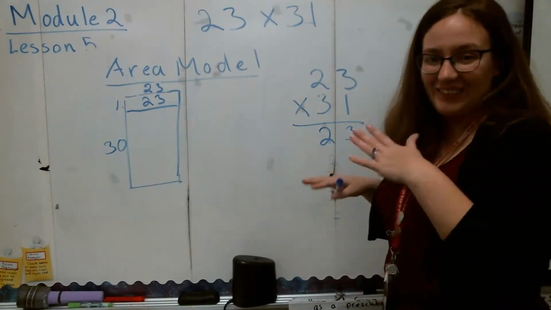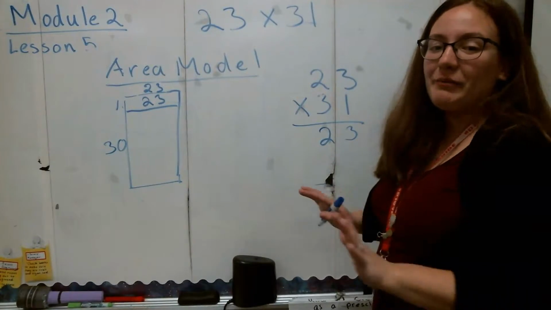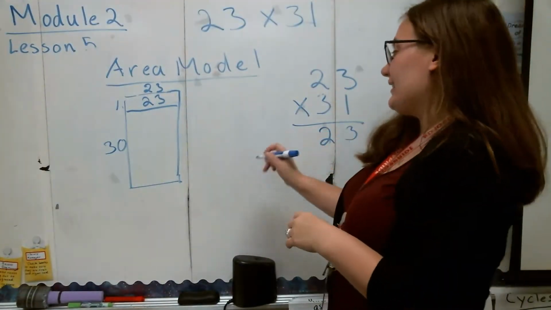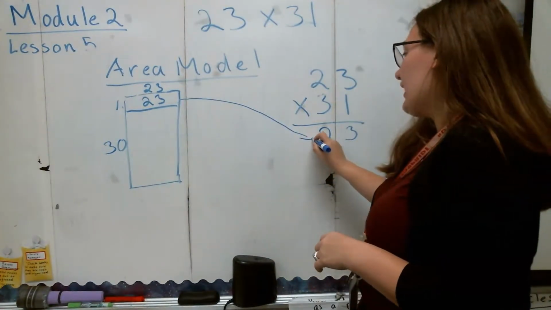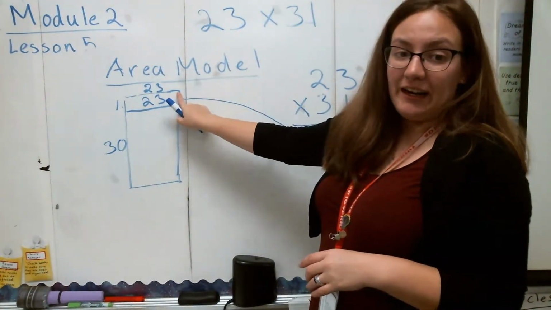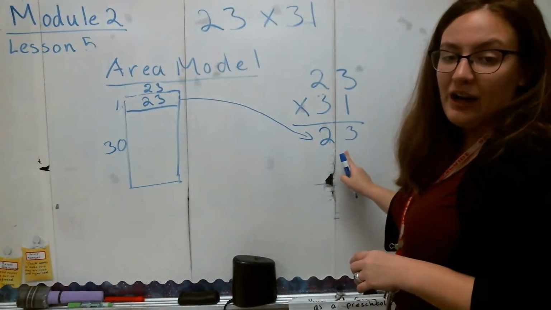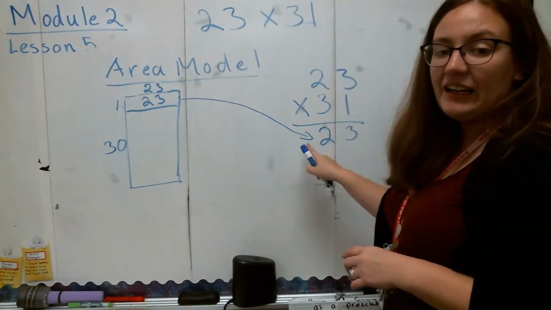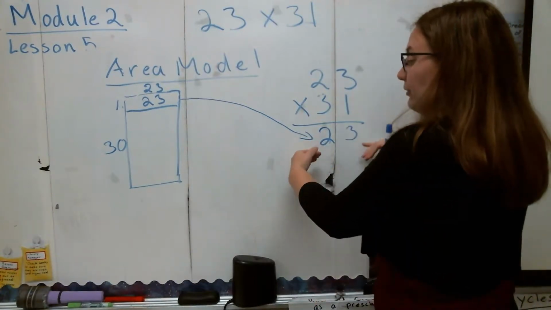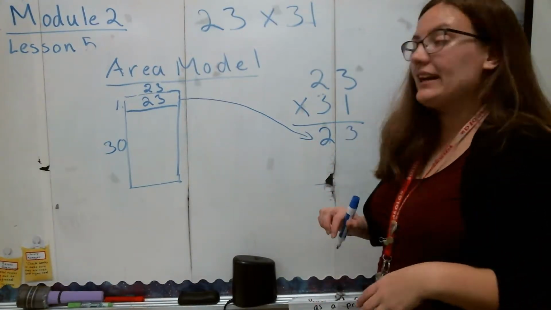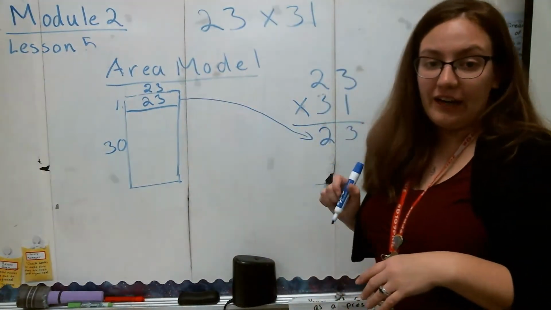Now that might seem kind of weird, but don't worry, we're going to take this step by step. We have plenty of lessons to learn all about this. Now I'm going to draw an arrow showing that my partial product here matches my partial product here. Because in this standard algorithm, this right here is called a partial product. And eventually I will add up my partial products just like I would over here.